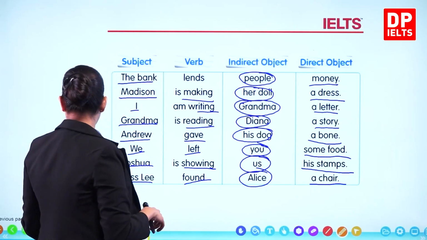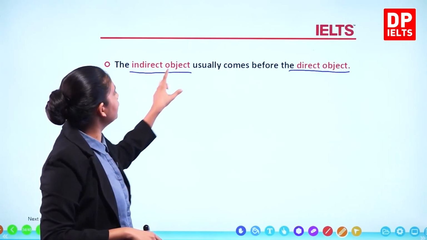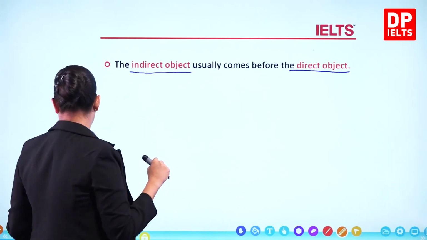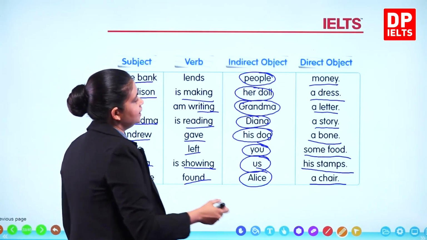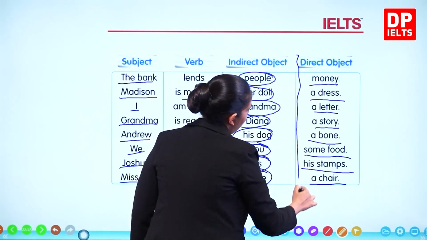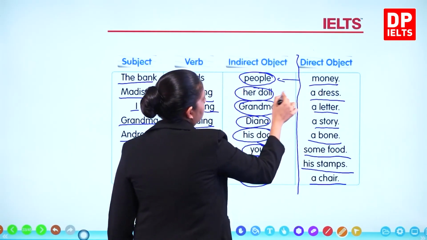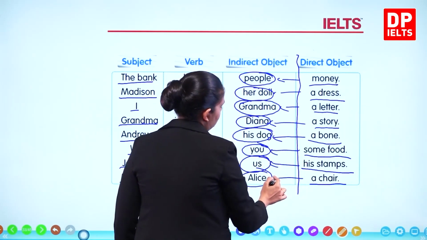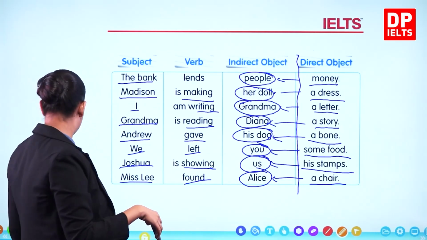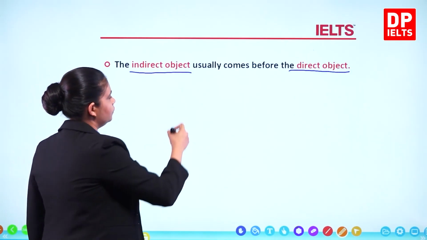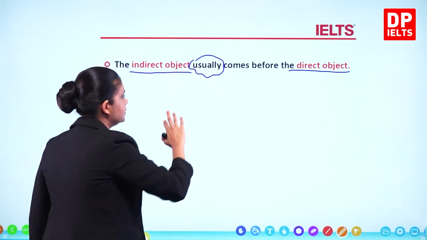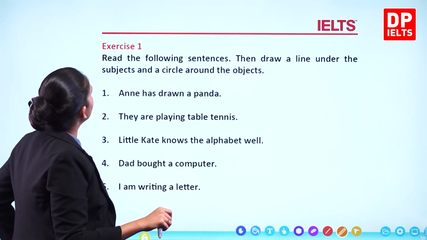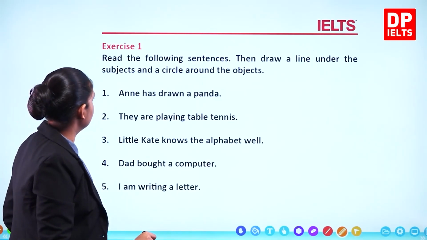So if you have a look at it, the indirect object usually comes before the direct object. Okay? So here you can see that this is the direct object and the indirect object has come before that. Always before that, right? I'm not saying always, it's kind of a usual norm, right? It could change. Let's have a look at some practice questions.